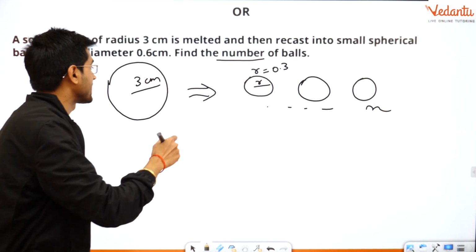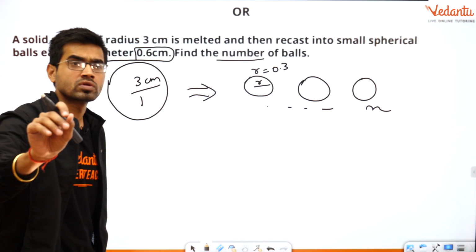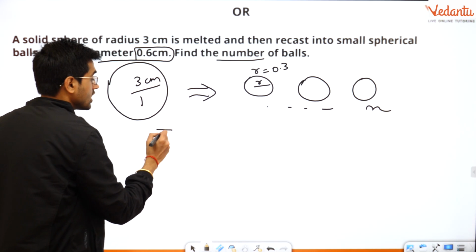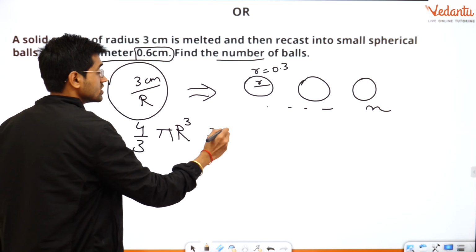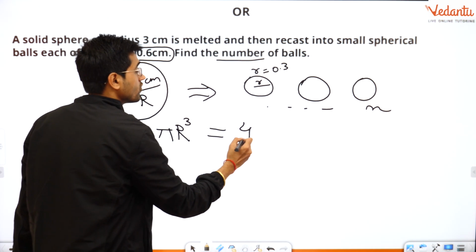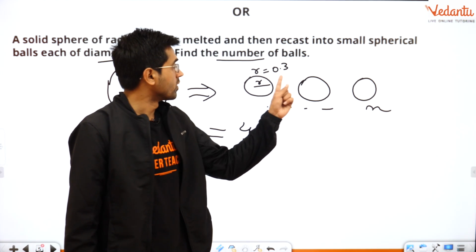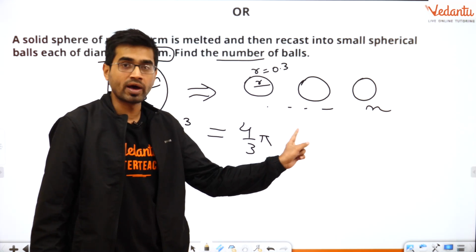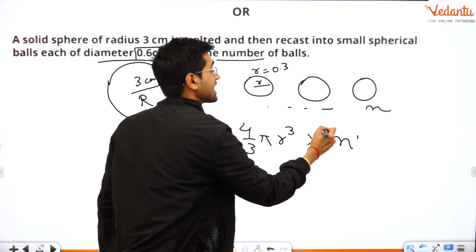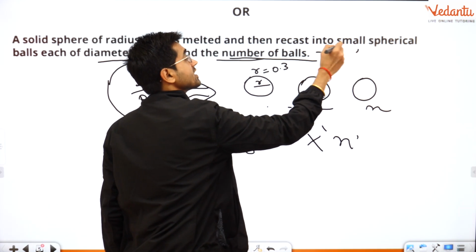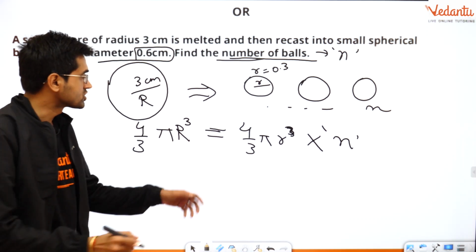Just see the time how much I take. So bigger radius is 3. So see, do not have to put pi value. Total volume 4 by 3 pi capital R cube should be equal to the final volume. 4 by 3 pi, what is the volume of this one? Small r cube, small r cube. How many times? I do not know, n times. How many balls are there? N balls are there.